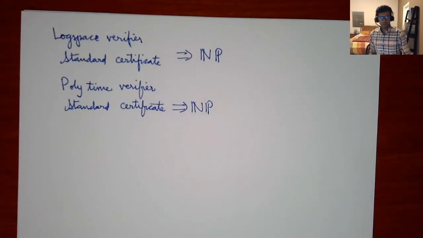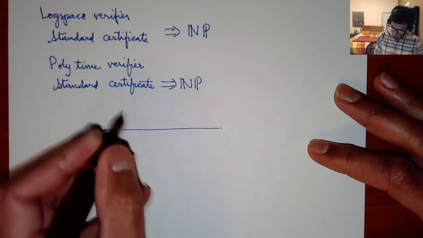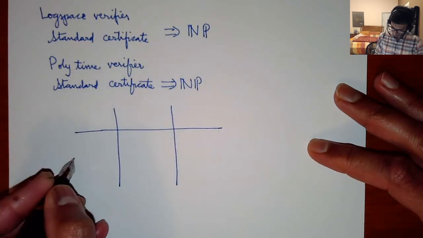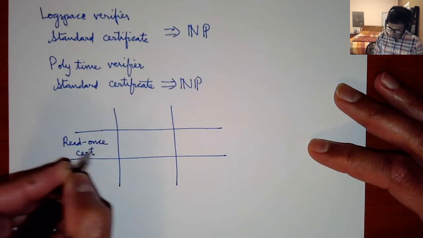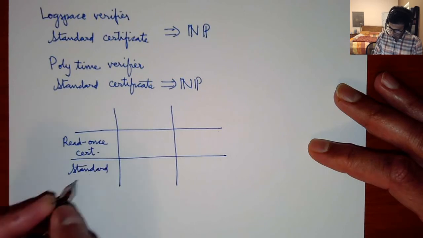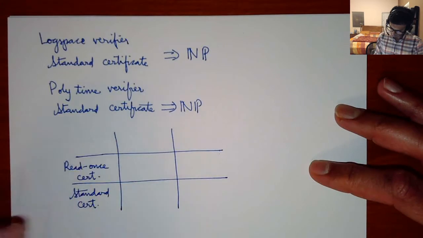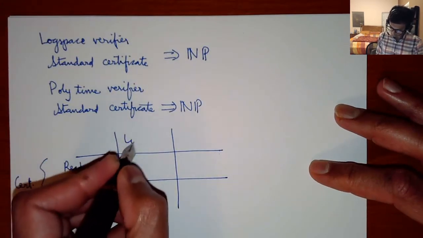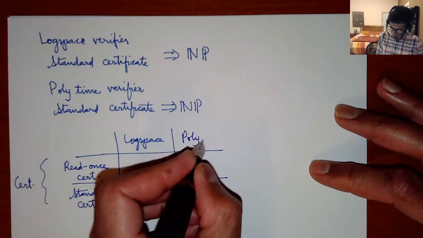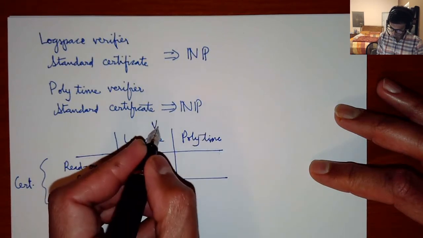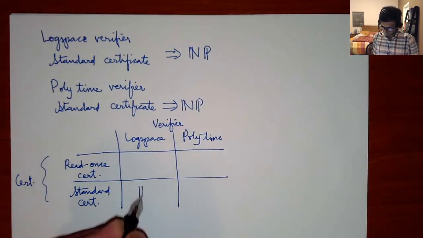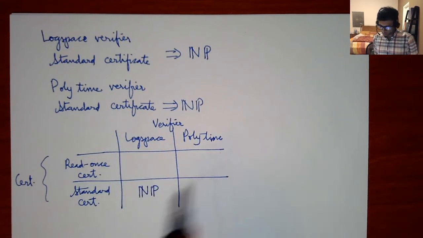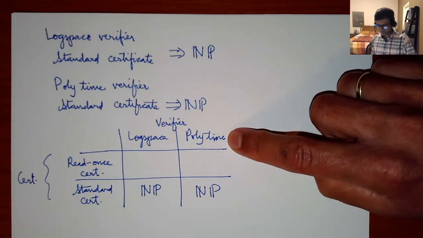Okay, so let me draw this out in this way. So here I'm talking about the certificate. Is it a read once certificate, or is it a standard certificate? And here I'll talk about the verifier. Is it log space, or is it polynomial time? So what I'm saying is a log space verifier with a standard certificate, that's NP. And a polynomial time verifier with a standard certificate, that was also NP. What about a polynomial time verifier with a read once certificate?